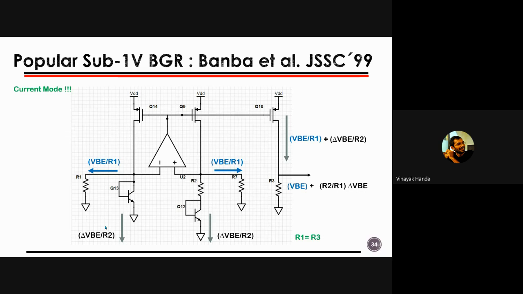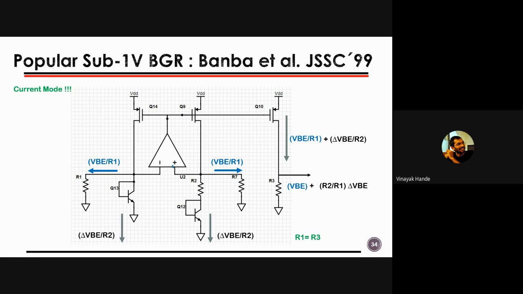Now we can quickly go through the circuit which people are using quite popularly nowadays, presented way back in 1999. That is the famous Banba architecture, and you can find this architecture in JSSC 99, right? And this architecture is nothing but a current mode architecture. And why is this architecture popular? Because it works on sub 1 volt, means 1 volt or below that, right?